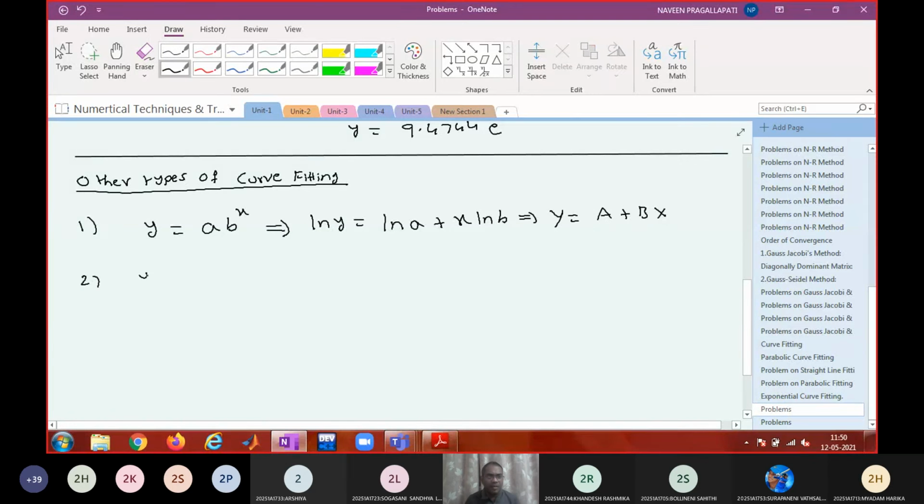Second one, the curve may be like this, y equal to a x power b. Then how do you write? Log y is equal to log a plus b log x. In this case, how do you rewrite? Capital Y equal to capital A plus bX. Is that fine?